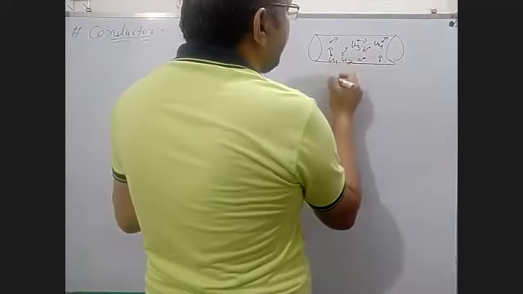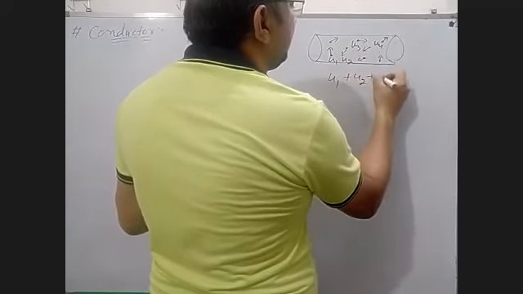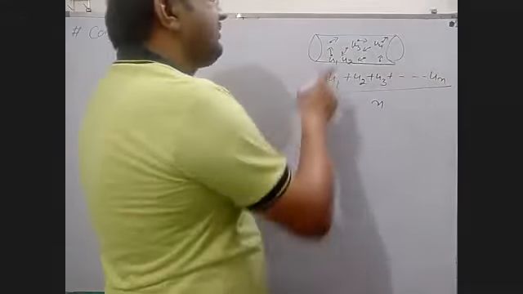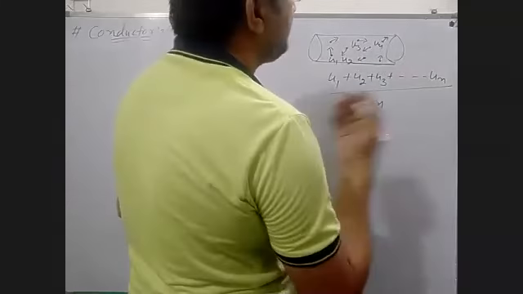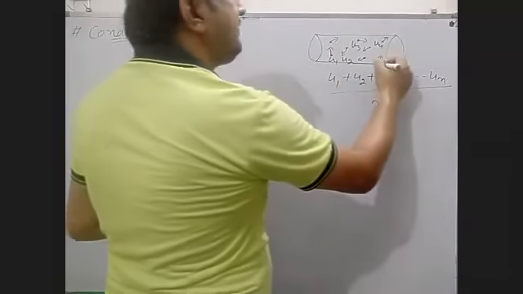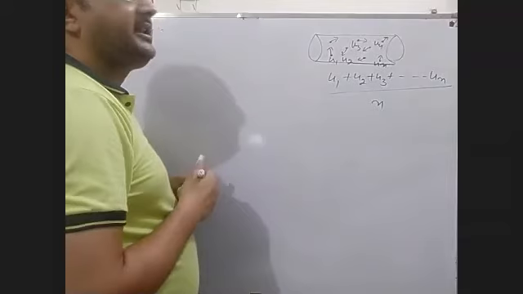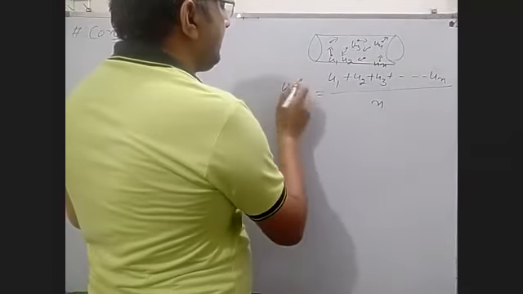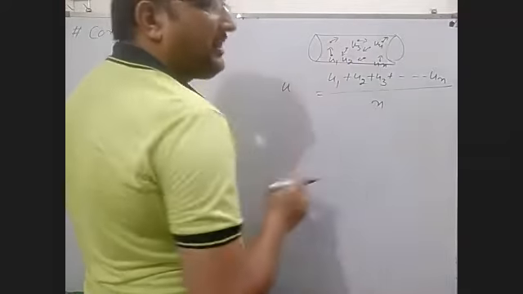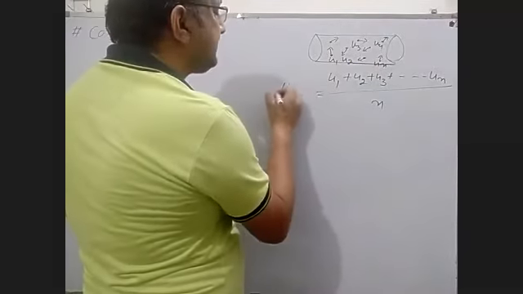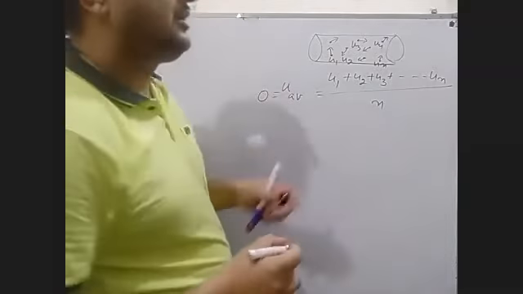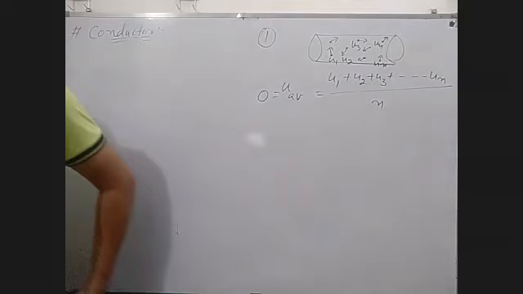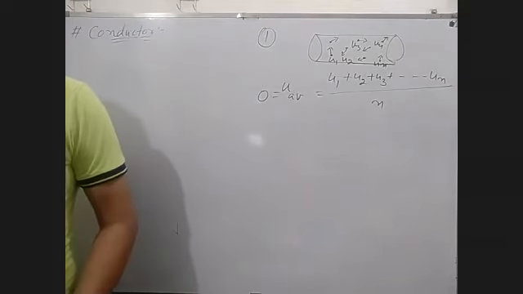In this case, the average thermal velocity: suppose u1 is the velocity of one electron, second u2, third u3, like this un. Total number of n free electrons are there. Then the average thermal velocity of these random electrons moving here and there is always zero. Note this point: the average thermal velocity of free electrons is always zero.